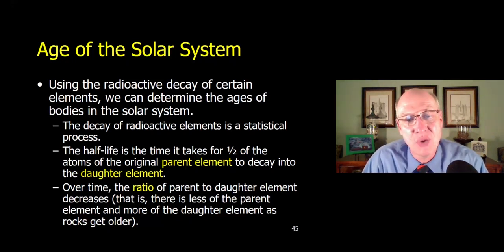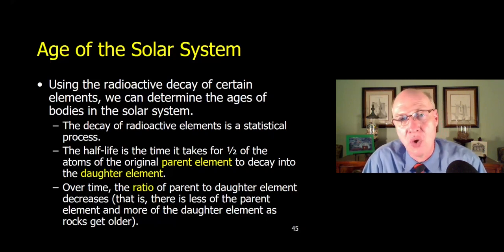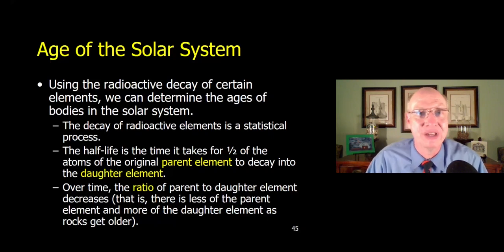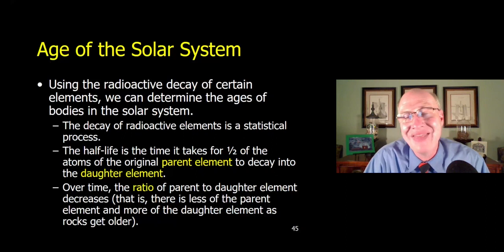But the decay of radioactive elements is a statistical process, and it is extremely reliable when it comes to measuring the ages of objects. The half-life is defined as the time that it takes half of a sample of the parent element to decay into the daughter element. So again, uranium would be the parent element, lead would be the daughter element. It's what uranium eventually decays into, and the half-life is simply the length of time that it takes for half the uranium to decay away. And over time, it turns out you can use the ratio of parent to daughter, or daughter to parent, I should say, to determine how old something is.